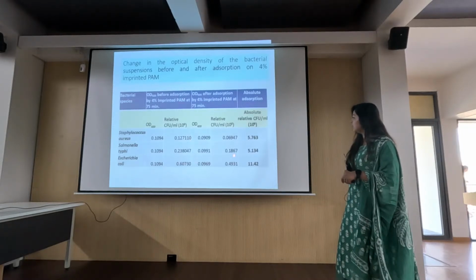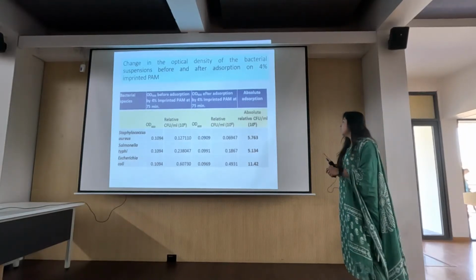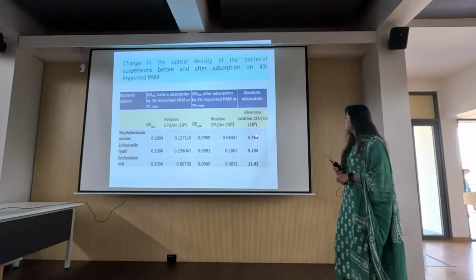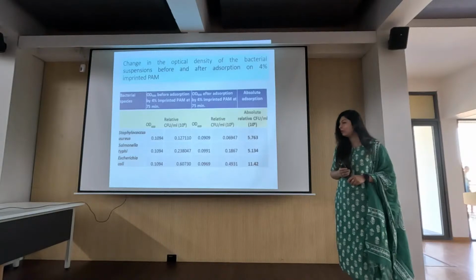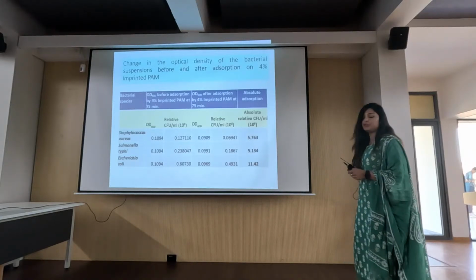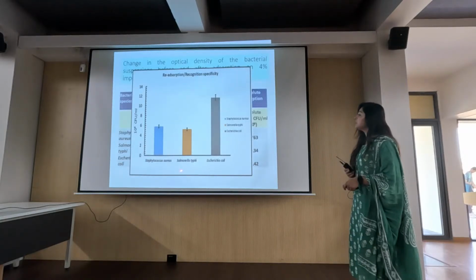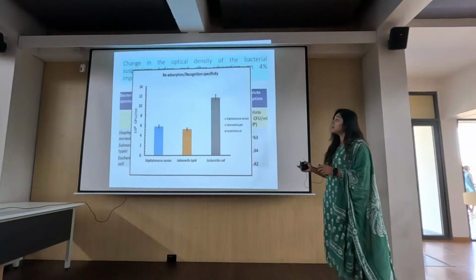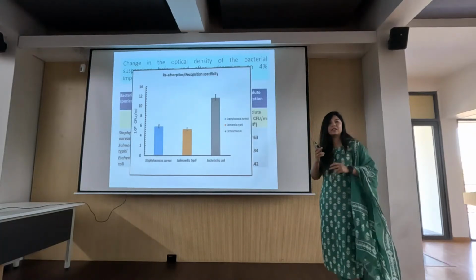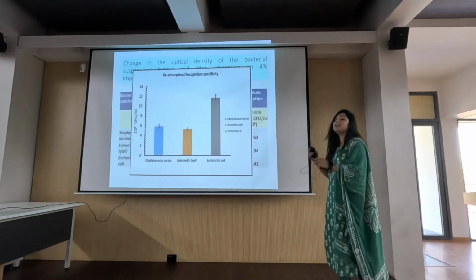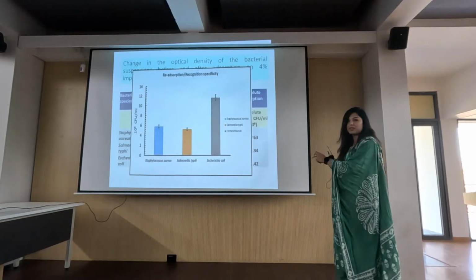You can see here, right? So the absolute relative CFU we could find at the last was 5.7633 for S. aureus. For S. typhi it was 5.134, and for E. coli it was 11.42. Right. So here we can say S. aureus is not showing that much adsorption, but when it comes to change in the OD, it shows the highest change in the OD. Right? So somewhat it is specific, but when it comes to counting the bacterial cells, it is not showing that much adsorption.